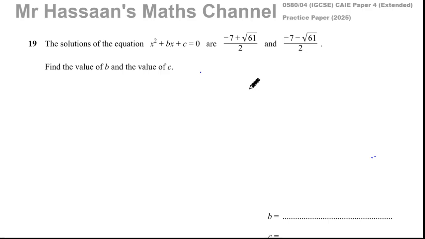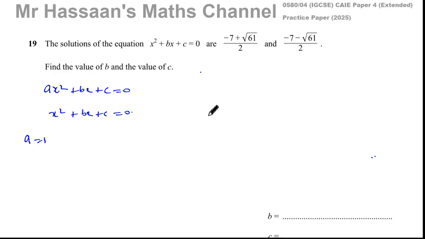Probably the simplest way is to just use the quadratic formula and compare this to the quadratic formula. So the quadratic formula has ax squared plus bx plus c equals 0. Ours has x squared plus bx plus c equals 0. So we know that a equals 1, because that's there.